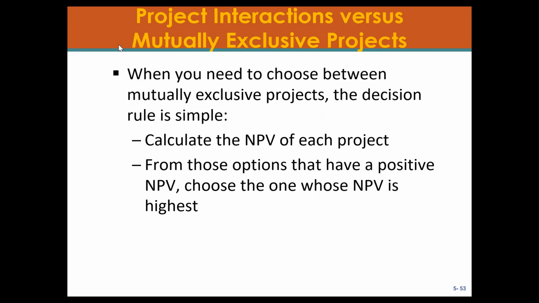Mutually exclusive projects are projects that don't relate to each other. And project interactions are a different issue over here. When you need to choose between mutually exclusive projects, the decision is very clear. You calculate the net present value and choose the one with the higher NPV, provided, make sure that at least one of them is positive, more than 0. So calculate net present value from those options, choose those that have positive NPV and choose the one with the highest net present value. And you get the answer.